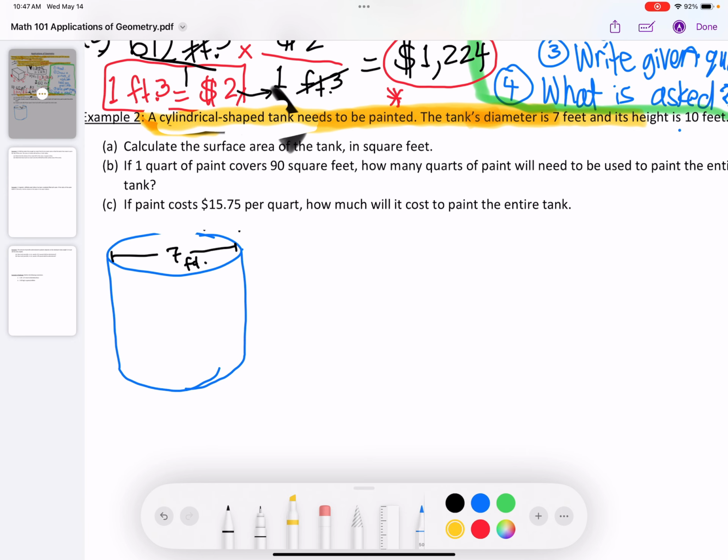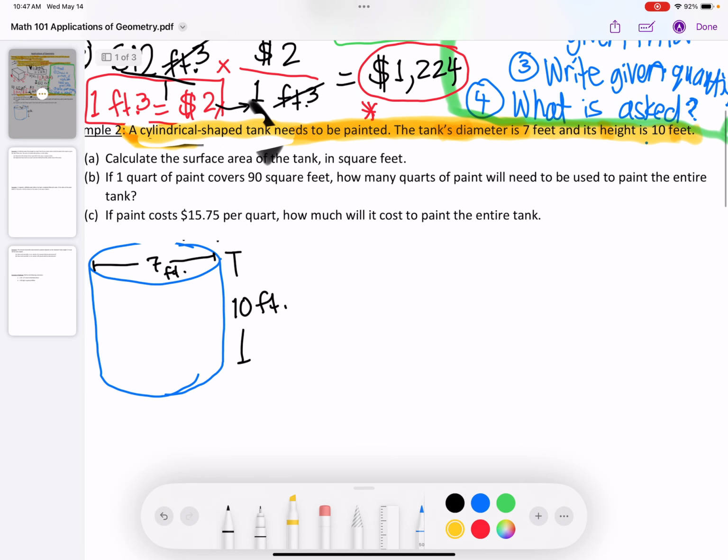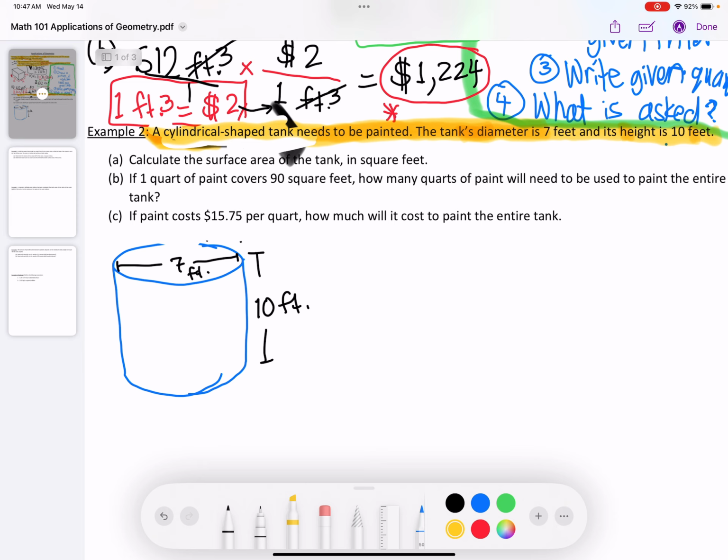Now, what else is going on? And the height is 10 feet. Okay, so the height of the cylinder is 10 feet. Got it. So from here to here. All right, so far so good. So what do we want to do now? First, we'll calculate the surface area of the tank in square feet.